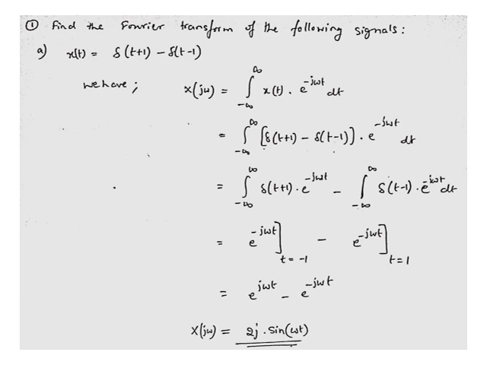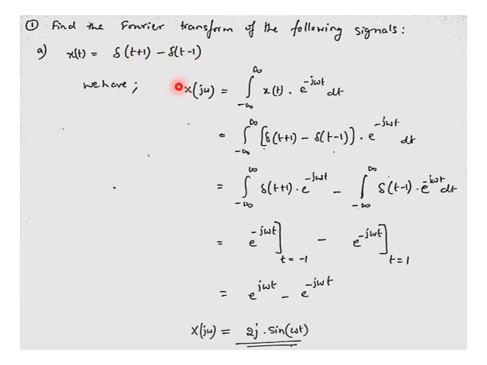So coming to the first problem statement: find the Fourier transform of the following signal. We have section A, so there are two sets of problems to find the Fourier transform of a given signal. The first signal is x of t equal to delta of t plus 1 minus delta of t minus 1, which is nothing but a delta function time shifted to t equal to minus 1 and t equal to 1.